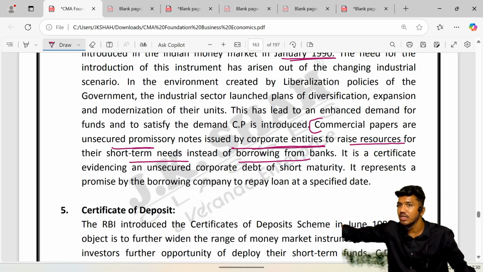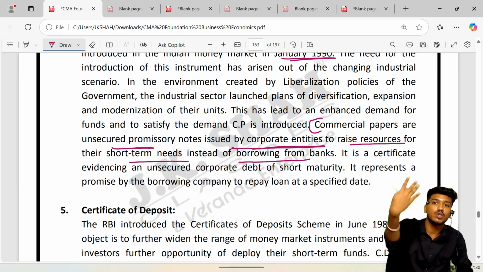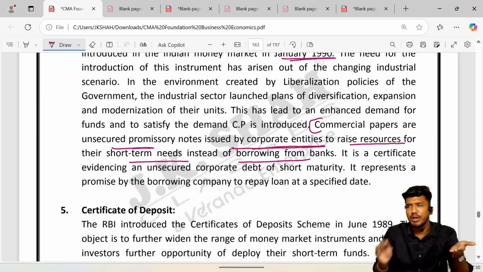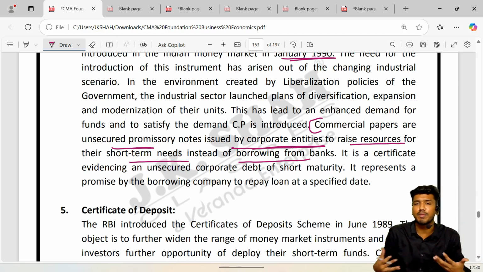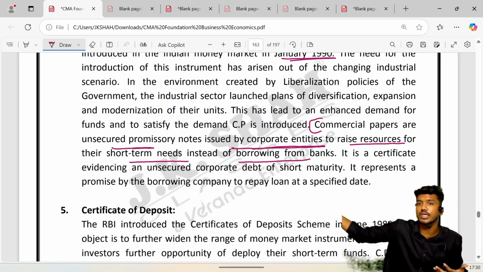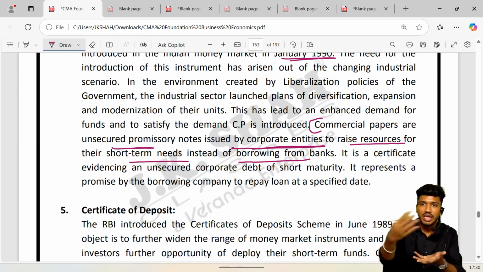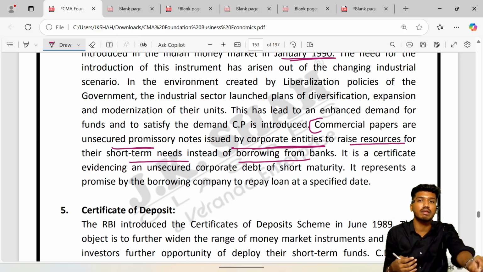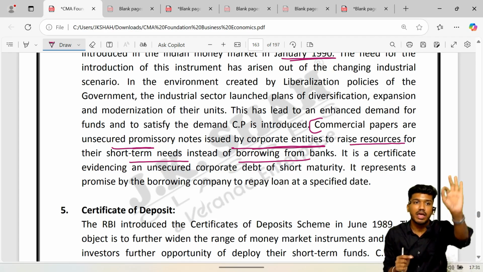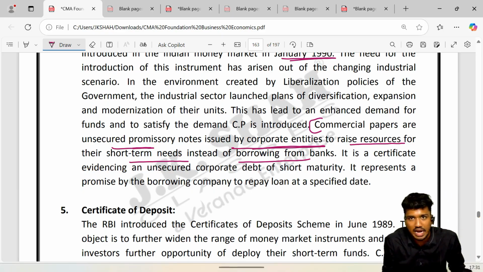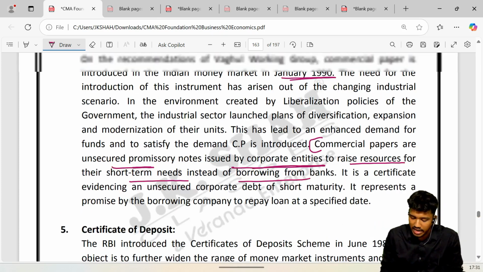Instead of going to the bank, they go to investors. With a bank there is a lot of paperwork involved, so they resist going to the bank and go to investors, take money from them, and promise to return the money on a specified date. The paper is handed over as proof that they have invested in the company's commercial paper. The concept was introduced by the Bagul committee in January 1990.